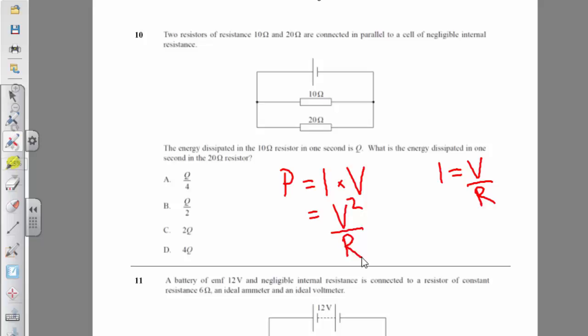And so if the 10 ohm resistor, so P10 is equal to V squared over 10, and P20 is equal to V squared over 20, which is only half of the power of the 10 ohm one, because the voltage across each parallel branch must be the same, and because the resistance in the 20 ohm branch is double, we're only going to get half of the power, and so the power output of the 10 ohm one was Q, so half of that is Q over 2.